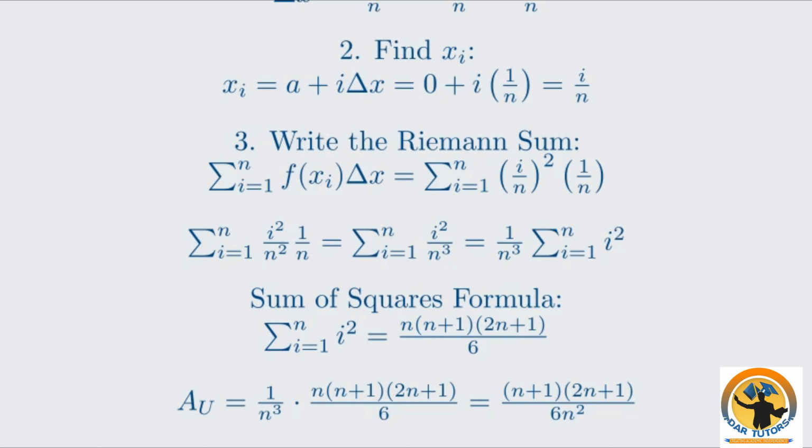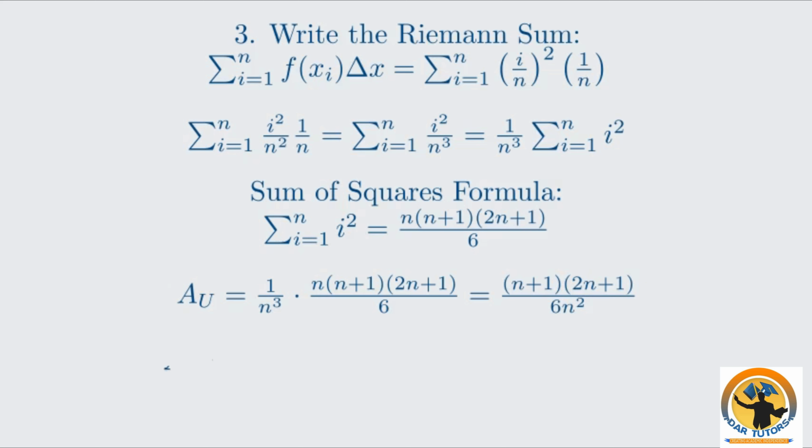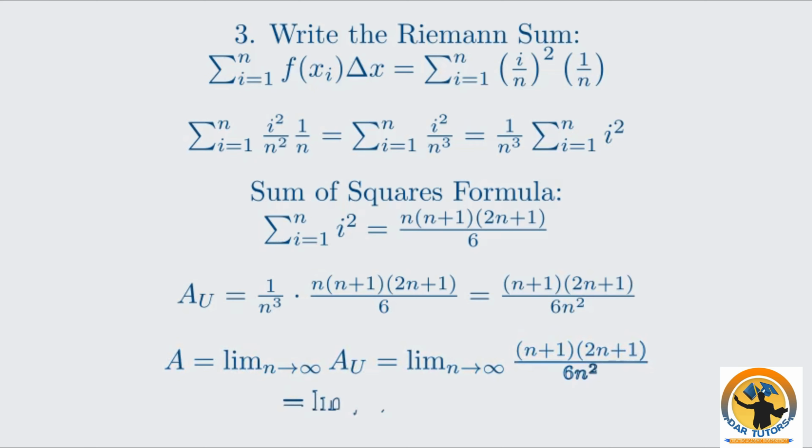To find the exact area, we take the limit as n approaches infinity. The exact area A is the limit of U sub n as n approaches infinity. Let's expand the numerator. n plus 1 times 2n plus 1 is 2n squared plus 3n plus 1. So we have the limit of 2n squared plus 3n plus 1 over 6n squared.